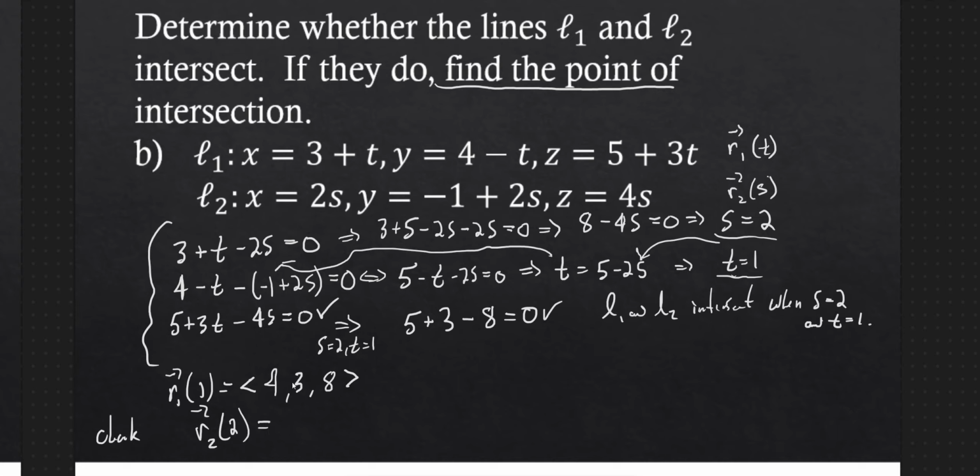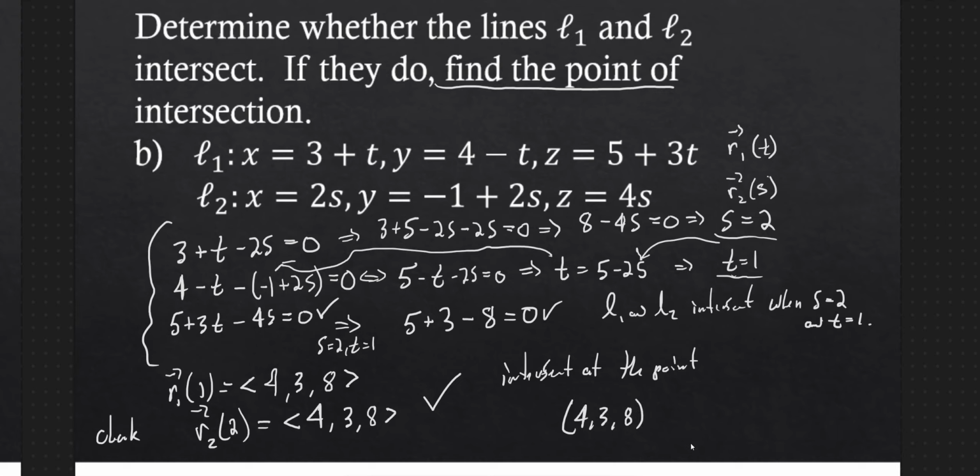So when t is equal to 1, R1 gives me this point. When s is equal to 2, R2 gives me another point. They should be the same, because this is what I'm claiming, they intersect. So R2 of 2, that's going to be 4, right? 2 times 2. And then I have negative 1 plus 2 times 2, so that's 3. And finally, with s equal to 2, the z component is 8. So yes, they intersect, and they intersect at the point 4, 3, 8.